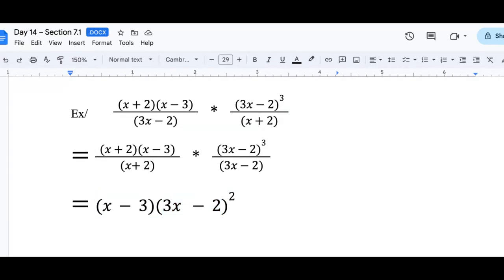Anyone has any questions? We want to factor, right? We want to put them in factored form. Then we look for the common factor in the numerator and in the denominator, because something divided by itself becomes 1. In this case, x plus 2 divided by x plus 2 becomes 1.